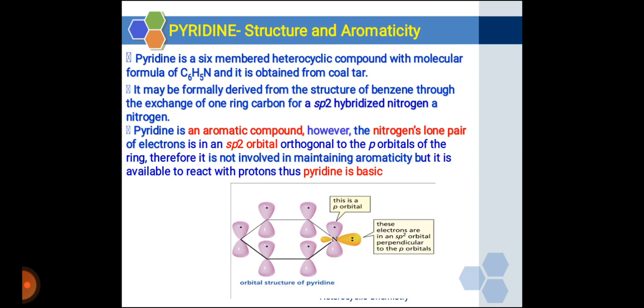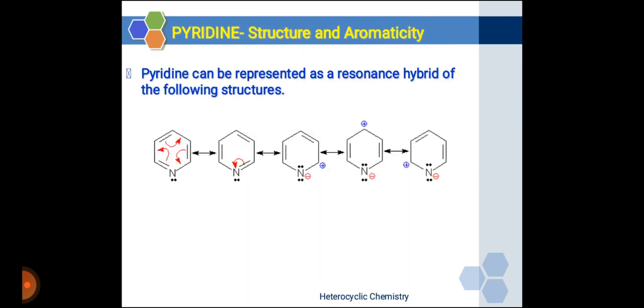Then, the resonating structures of pyridine. Pyridine can be represented as the resonance hybrid of the following structures. Here 5 different resonating structures of the molecule are involved. What is a resonating structure? Resonance means stabilization or shifting of bonds from one end to another end.